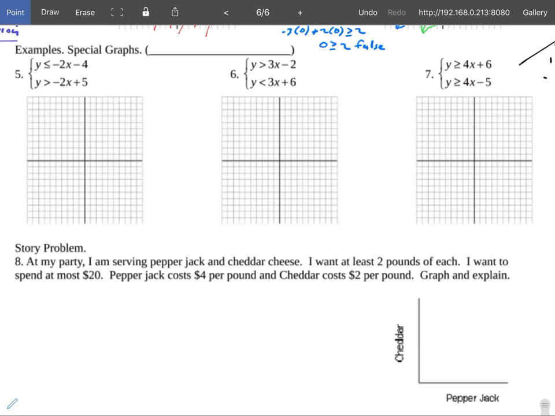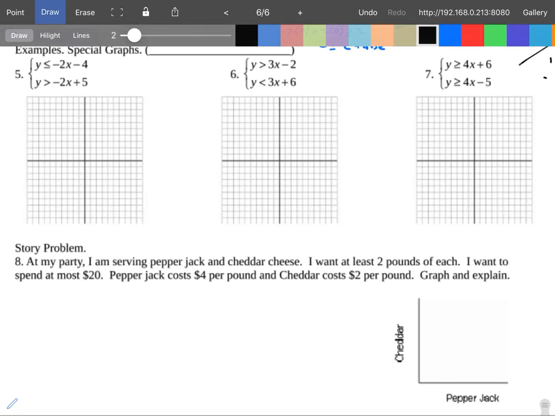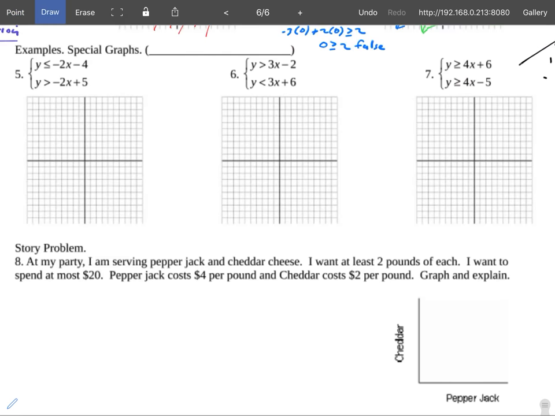That one's 4/1. So these are actually lines that are parallel. If you have the same slope, the lines are going to be parallel. So special graphs, we're going to fill in that blank right there. That's going to say these are parallel lines.